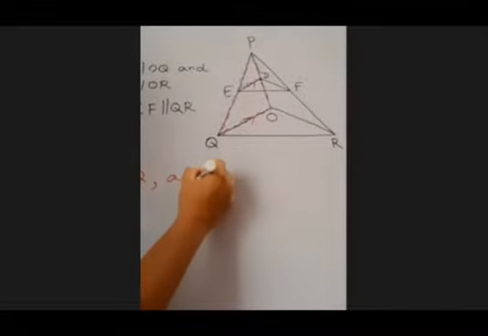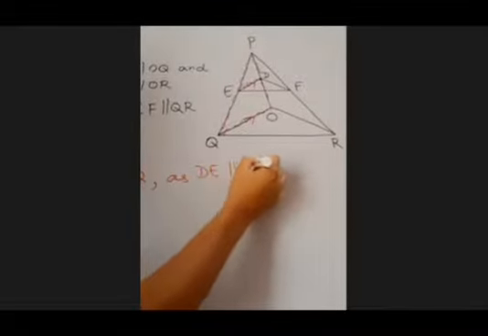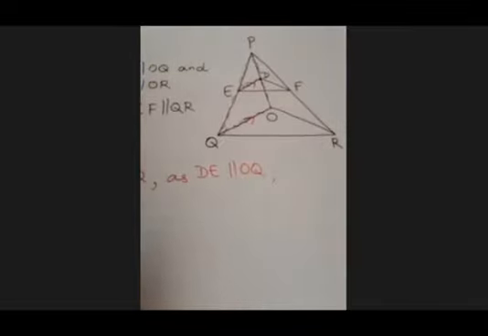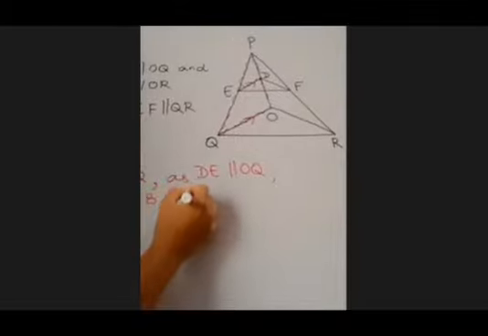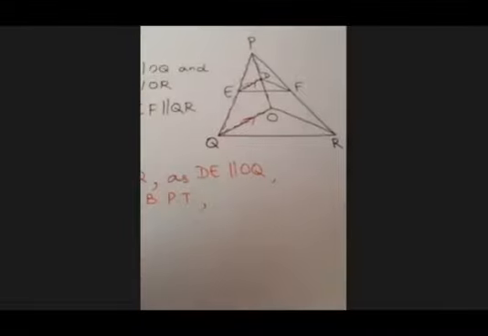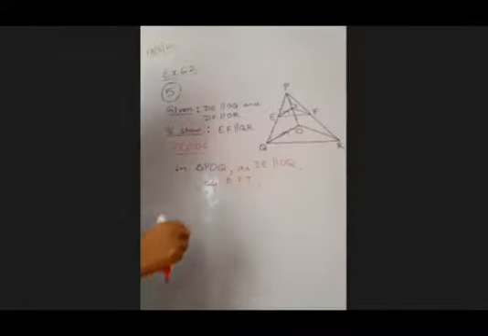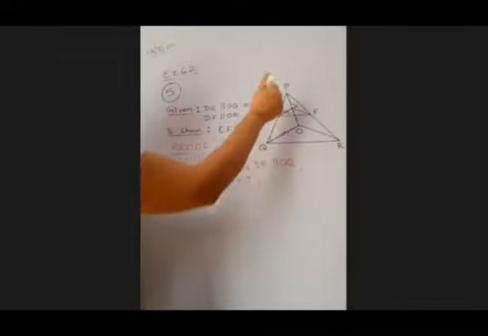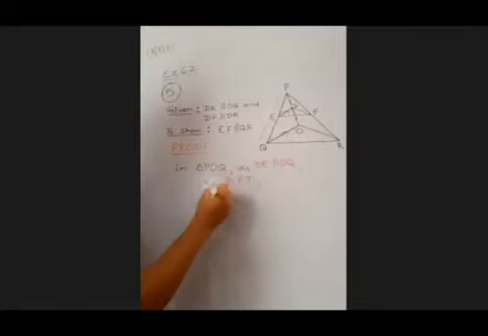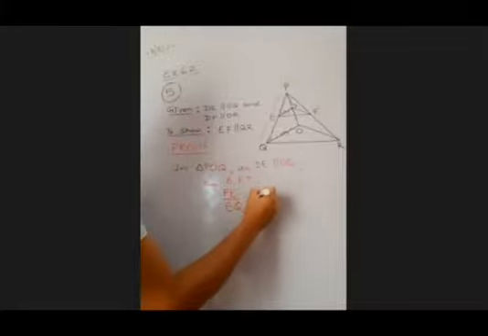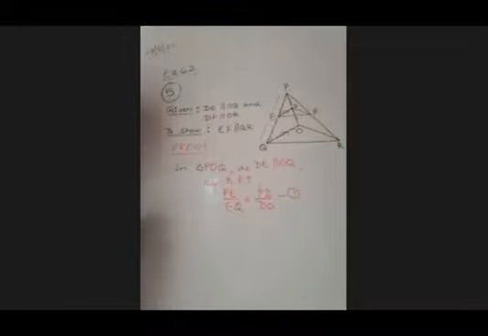As DE is parallel to OQ, so therefore by BPT, what do we get? PE upon EQ is equal to PD upon DO. That is the first conclusion.